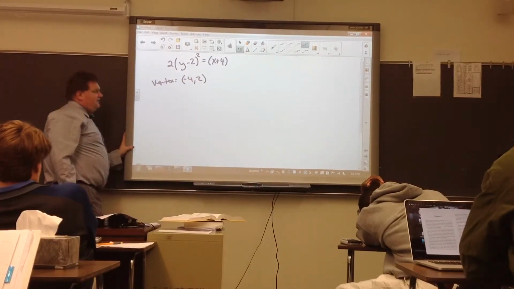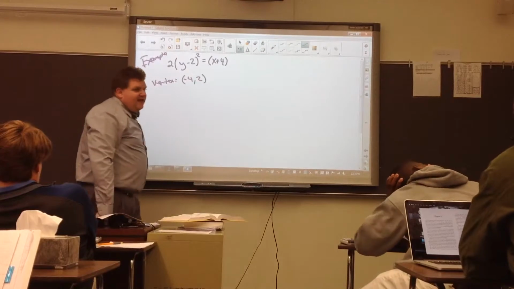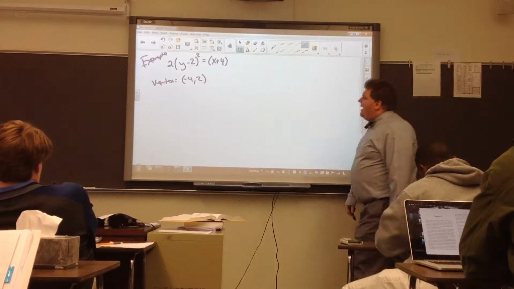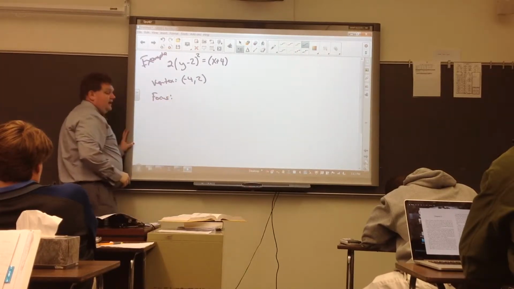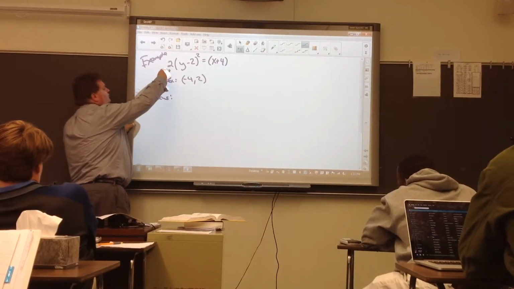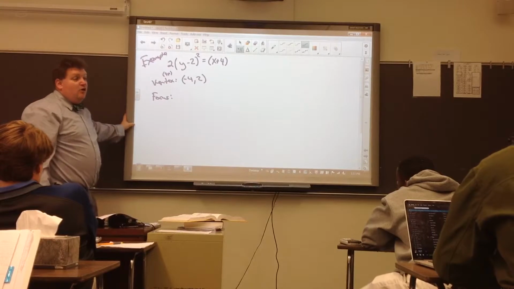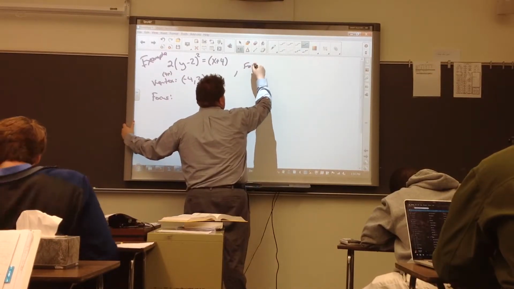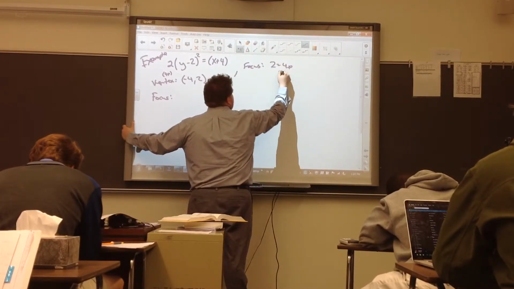Basically, think of it this way: the number that goes with x is always the x-coordinate, and the number that goes with y is always the y-coordinate. So that's where my vertex is. Now, where's my focus going to be? The focus is not 2. Remember, this is supposed to be a 4p here. So 2 is equal to 4p, so p has to be 1/2.